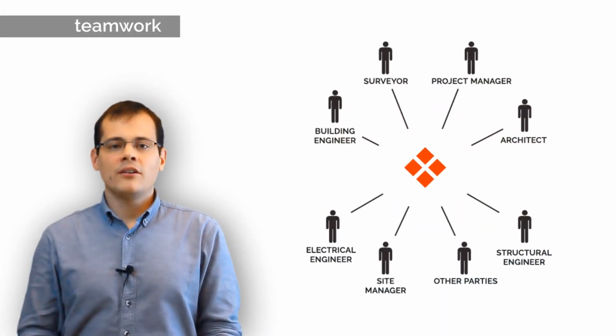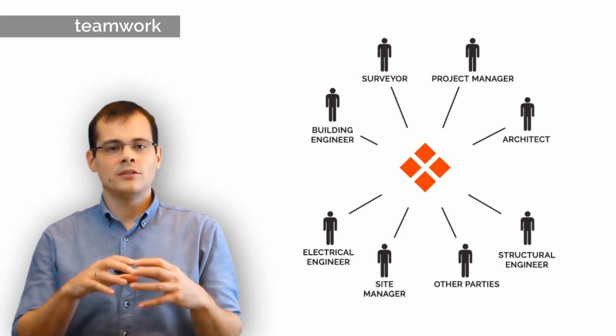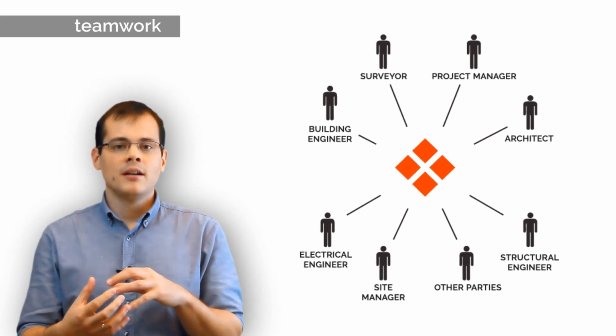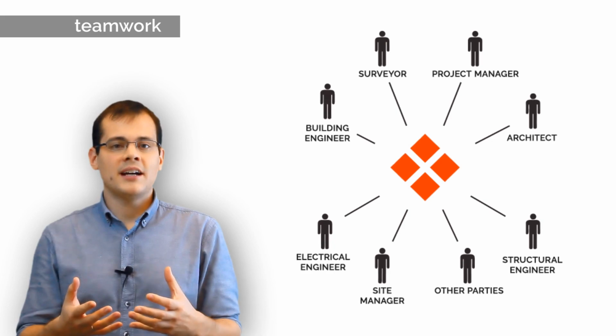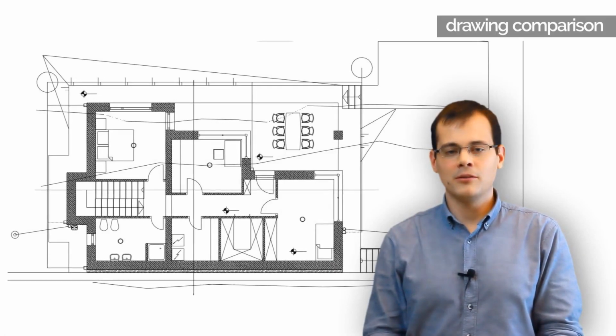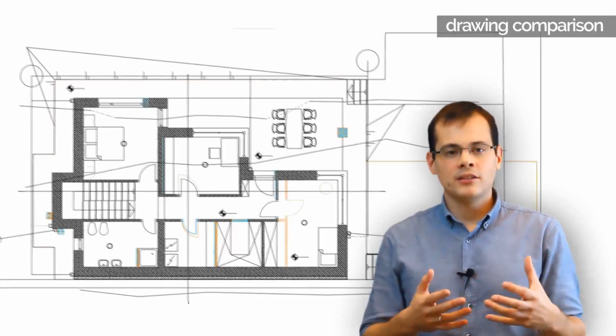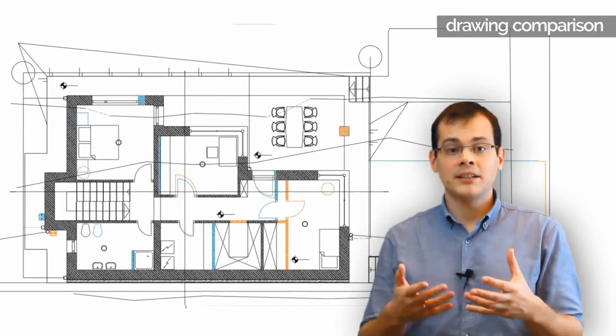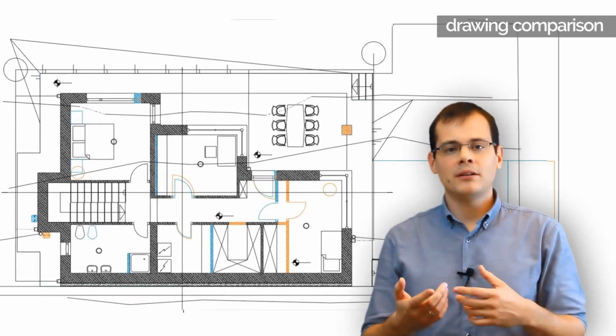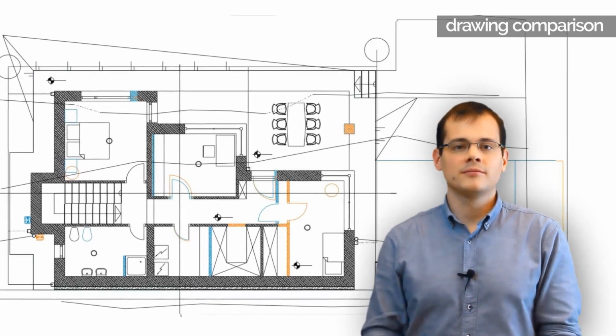Teamwork. ARCHLine allows multiple team members to work on the very same project at the same time. This makes collaboration with your co-designers a breeze. Dynamic drawing comparison. Speaking of collaboration, you are now able to compare the current drawings with a previous phase and display changes visually. This gives you a better review of how the project goes along.